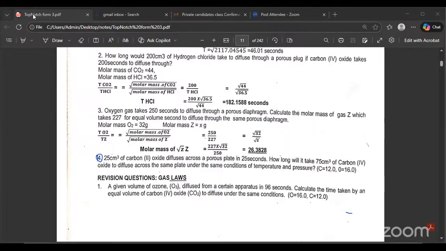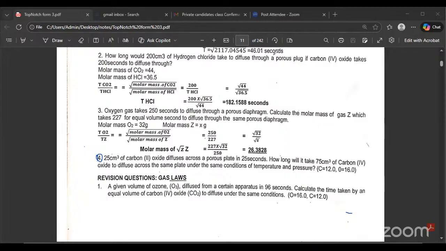So let us check on this. Monica, you got 28 seconds. I think we solved this one, all of us together, but you know the answer, which is 28 seconds. So 25 centimeters cubed of carbon dioxide diffuses across the porous plate in 25 seconds. How long will it take 75 centimeters cubed?